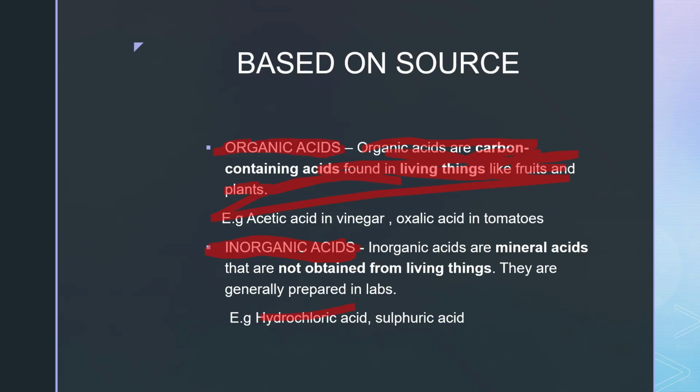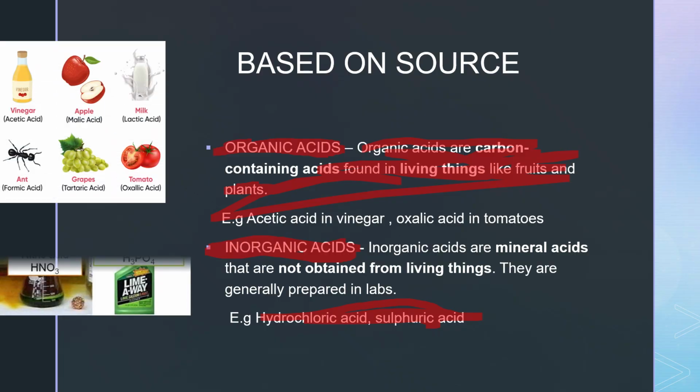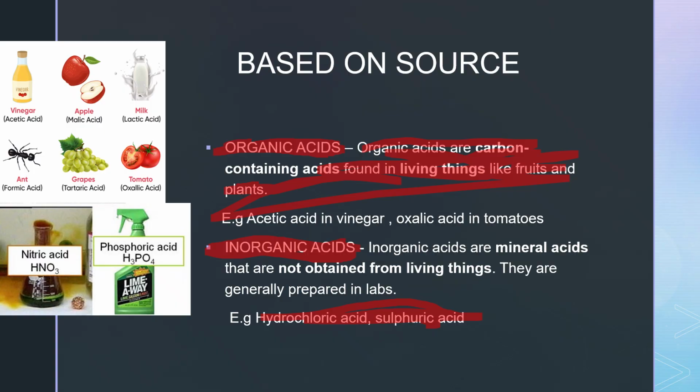For example, hydrochloric acid and sulfuric acid. Now let's move towards the next topic. There are few more examples like vinegar, apple, milk, ant is having formic acid, and this is very important for your board exams, and oxalic as well because it is present in tomato. Milk has lactic acid, apple has malic acid. So these are very important examples. You have to make sure that these cannot be missed at any cost.